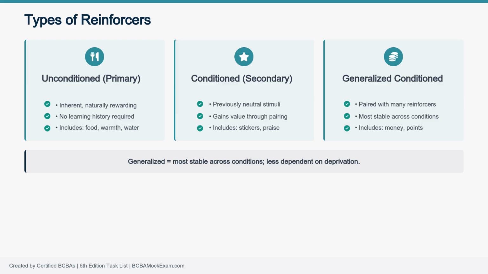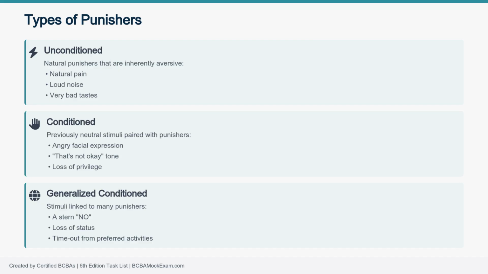are the most stable because they are backed up by multiple reinforcers and are less dependent on any one deprivation state. When a test question describes a stimulus that can be traded for many different good things or works across many situations, that's a strong cue that you're looking at a generalized conditioned reinforcer. Now we mirror that logic on the punisher side.